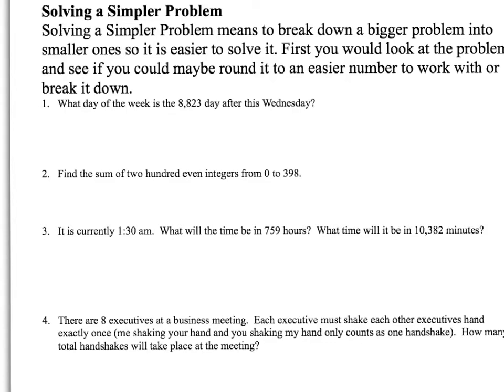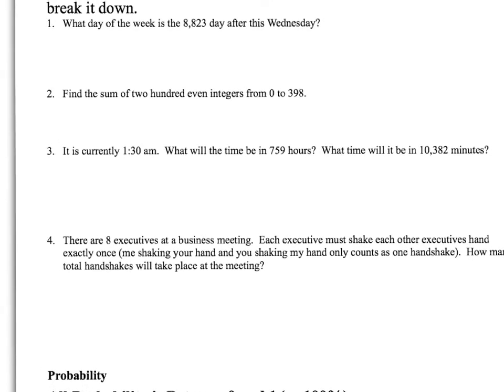We'll just go ahead and go to the first one here. Now, it says, what day of the week is it 8,823 days after this Wednesday? Well, I don't know, but what I can tell you is this: 7 days after this Wednesday, it's going to be Wednesday, and similarly, 14 days after this Wednesday, it's also going to be Wednesday, and 21 days after this Wednesday, it's also going to be Wednesday, and 28.